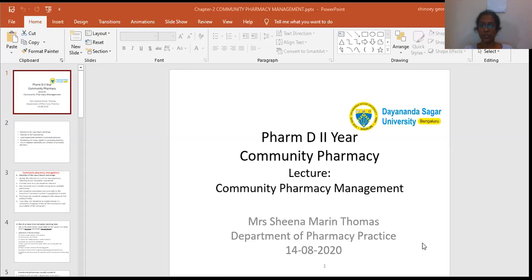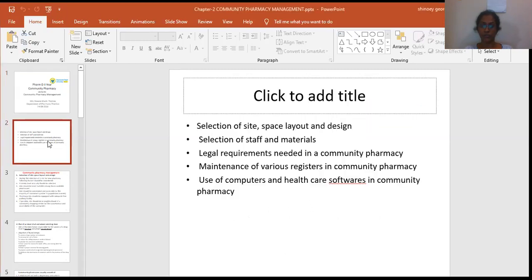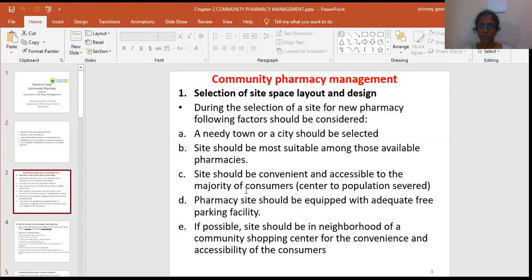In the current topic, that is community pharmacy management, I would like to include the following things. So my contents include, for the successful management of a community pharmacy, first thing is a proper selection of site, space layout and design is very important. Next one is the selection of staff and materials, the legal requirements which have to be maintained in the community pharmacy, the various registers which have to be properly followed in community pharmacy. Next one is the use of computers and other kinds of software and their usage in community pharmacy.